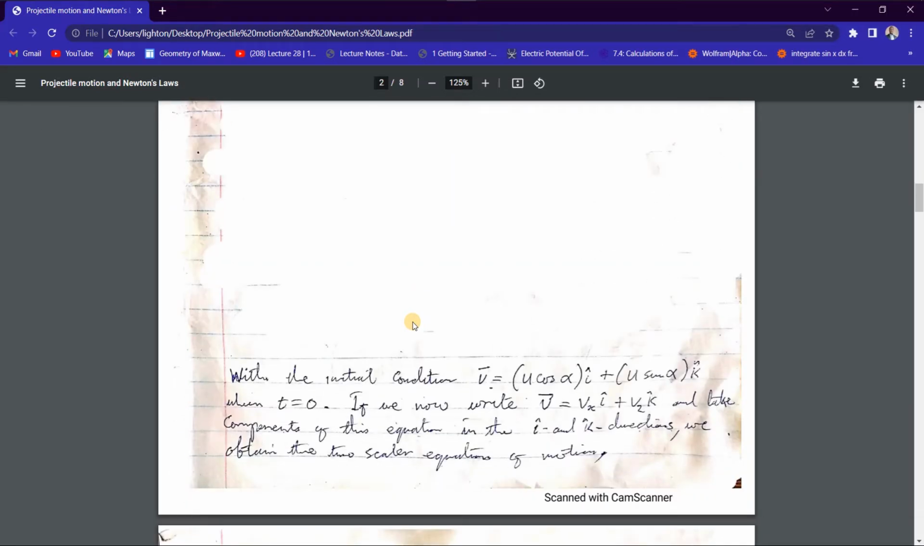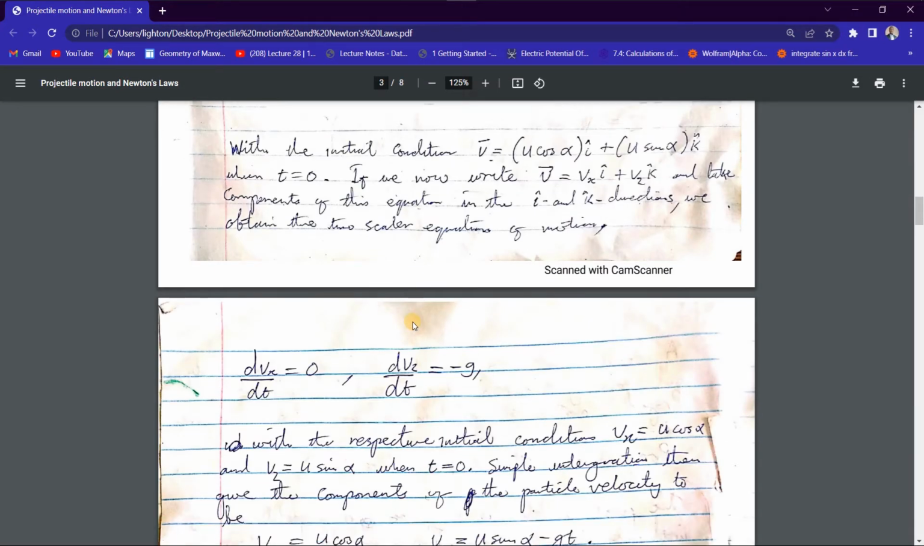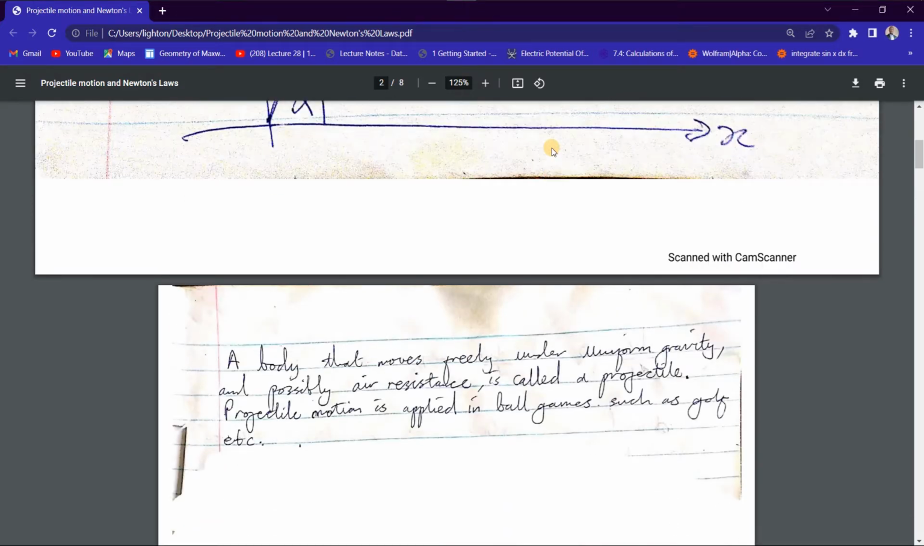So this is basically the same thing which you did in first year. Here we're saying that with initial conditions, vector v is equal to u cos alpha i plus u sine alpha k hat. So this is the x component of velocity, as you can see. U cos alpha is the x component of velocity. That is something which you can remember from first year.